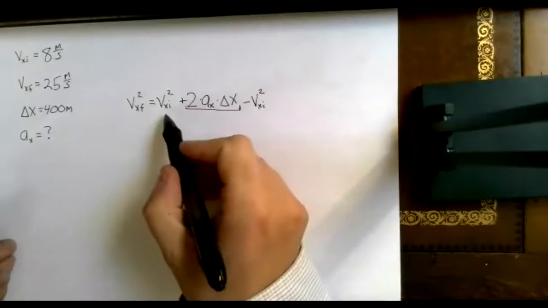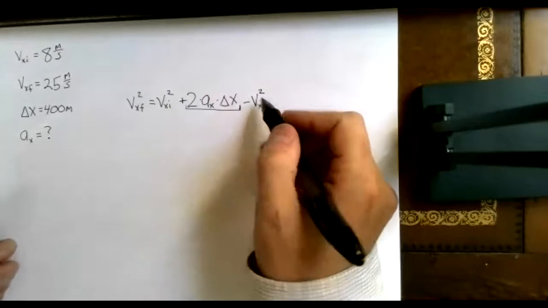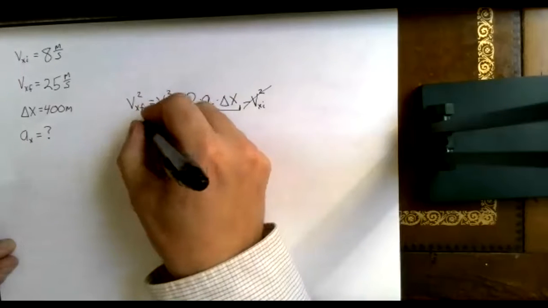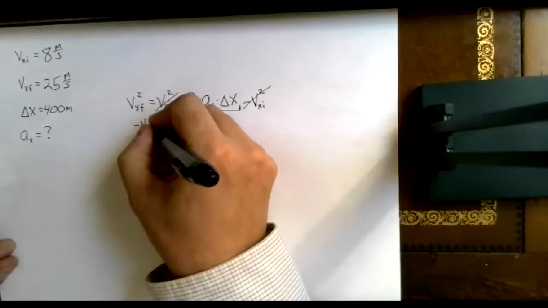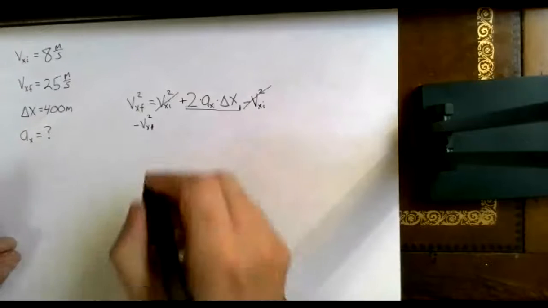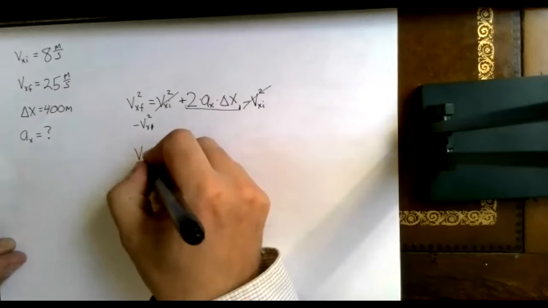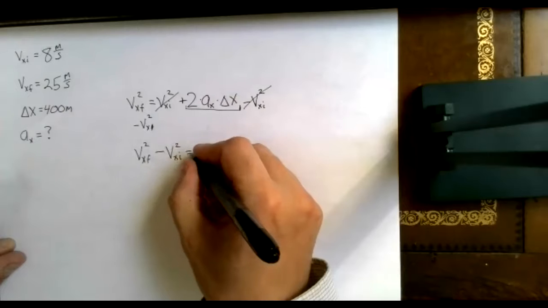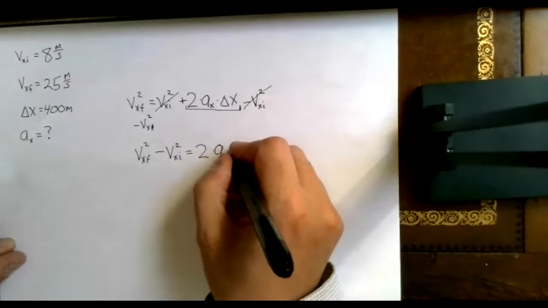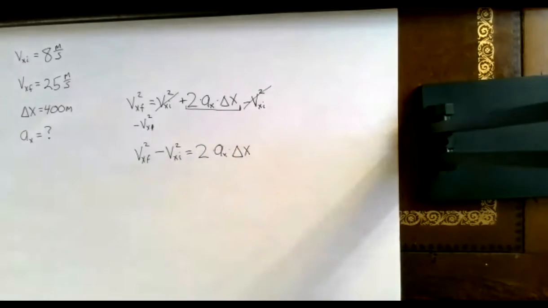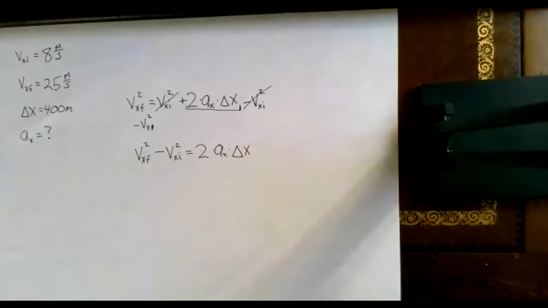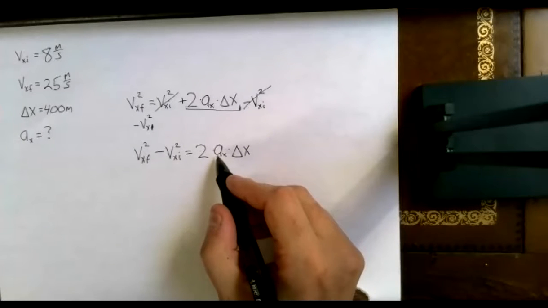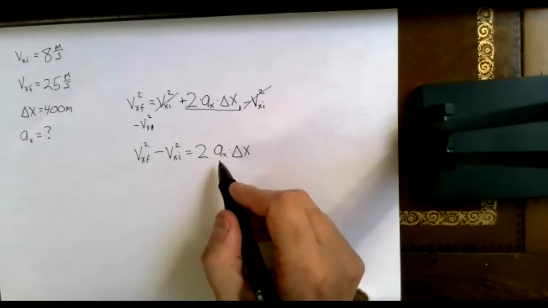So if we do minus VXI squared on this side, then we have VXI squared minus VXI squared, and that goes away. And we have to do it on the left side as well. So what I have is final velocity squared minus initial velocity squared is 2 times acceleration times displacement. Now there's only one more step to get the acceleration by itself, right? What should we do now so that we only have AX over here?